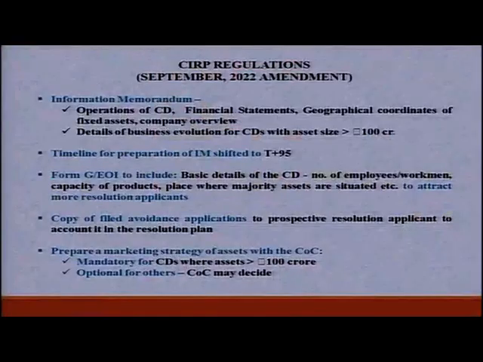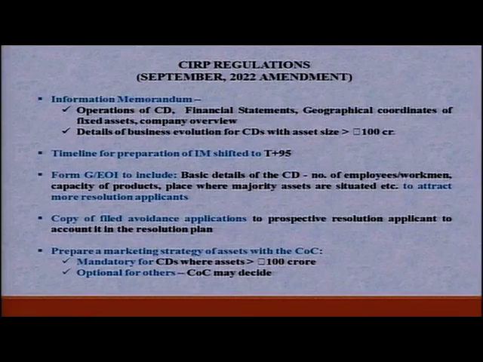After this, other important amendments have also been made to the CIRP regulations, which are given in the next slide. The first one is the information memorandum. The basic contents of the information memorandum have been specified in this amendment. Secondly, the timeline has been increased for preparation of the IM so that we see a greater thoroughness in preparation of the IM.